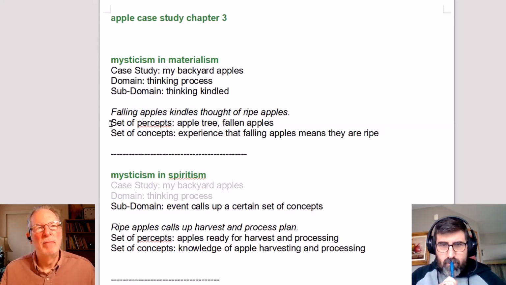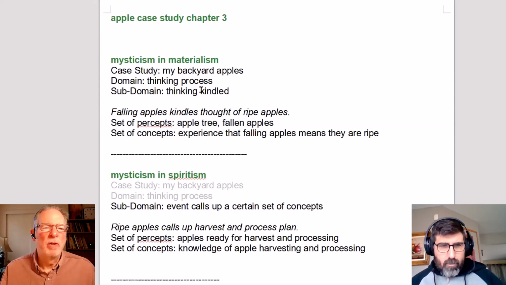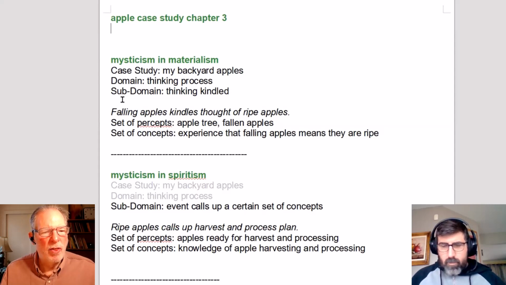Instead of perceived content and thought content, I put set of percepts and set of concepts, which is the domain. So the first domain, in topic 3.1, is everyday thinking, where thinking is kindled. So I have the statement, falling apples kindles thought of ripe apples. So that was the person's experience.